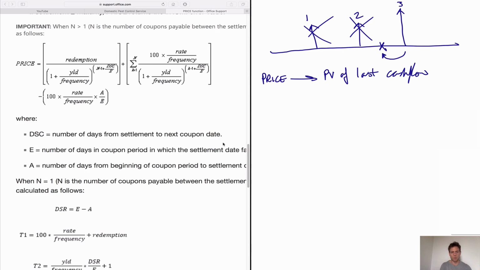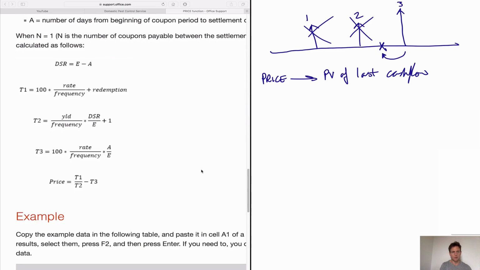If you look down here, the notes say when n equals 1, so there's only one coupon payment remaining, then the price is calculated like this. Let's say again this is 180 days between the last coupon payment and the settlement date. And this is 360 days. All the periods we've been dealing with are 360 days. Let's have a look at how they're doing it now.